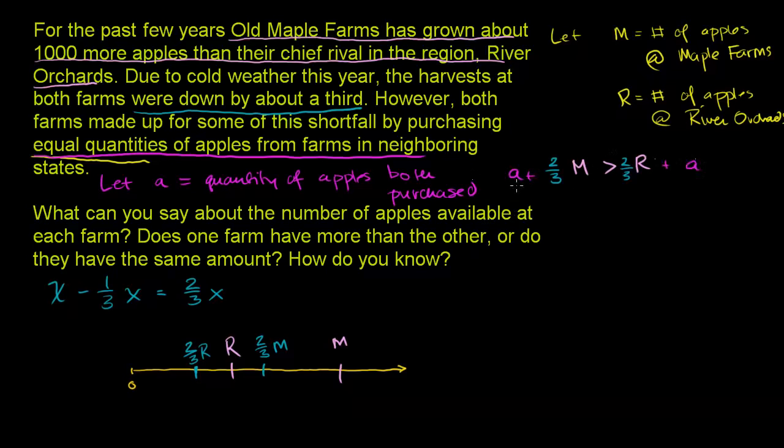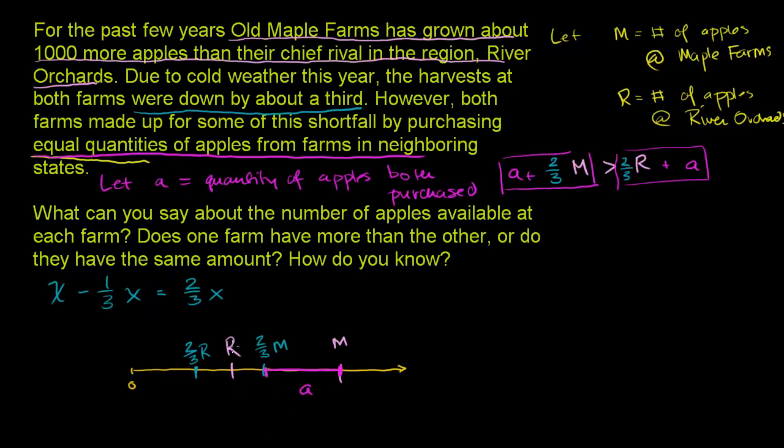This is the amount that Old Maple Farms has after purchasing the apples, and this is the amount that River Orchards has. So after everything is said and done, Old Maple Farms still has more apples. And you can see that here. Maple Farms, normal year. This year, they only had 2/3 of the production. But then they purchased A apples. So let's say A is about that many apples. So they got back to their normal amount, M.